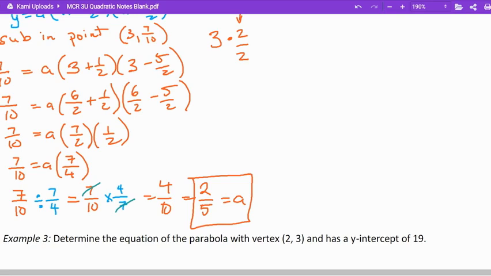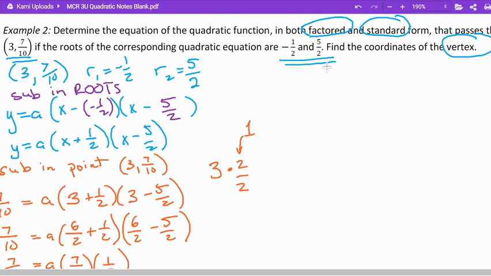Because with BEDMAS, the first step is B, which is brackets, and that means, is there something you can do inside the brackets? And there is something you can do. If you FOILed, you would have gotten the same answer, but with a lot more work. So I simplified what's inside the brackets. Great. Okay, so with my new a value, I can write the equation in factored form.